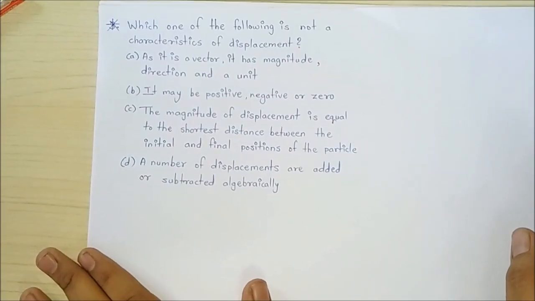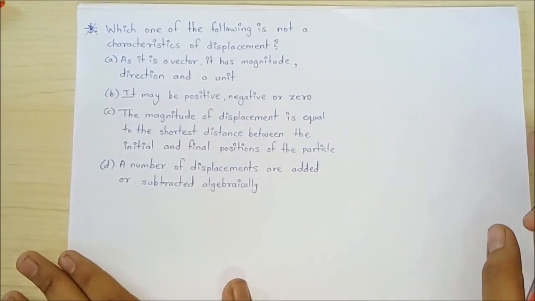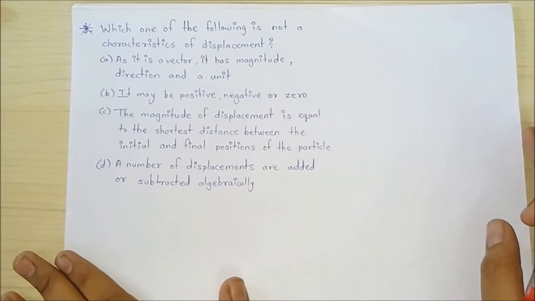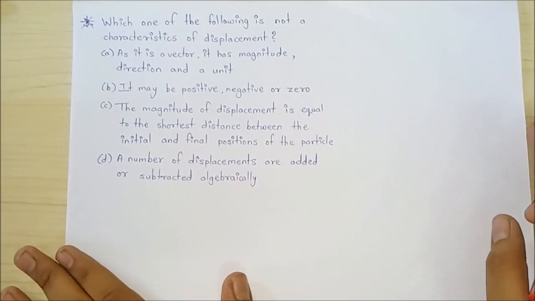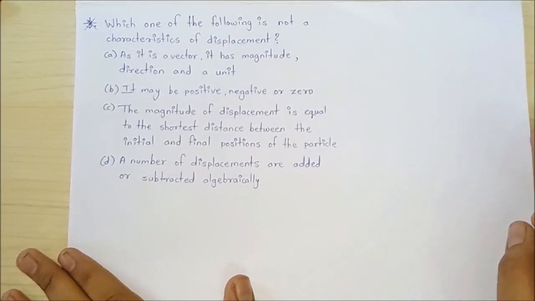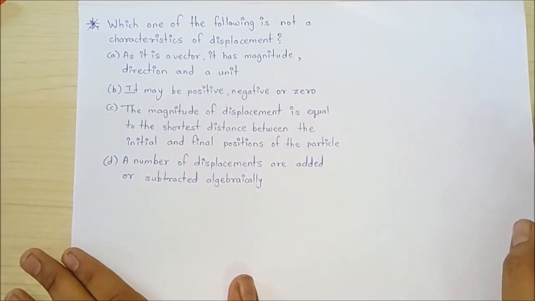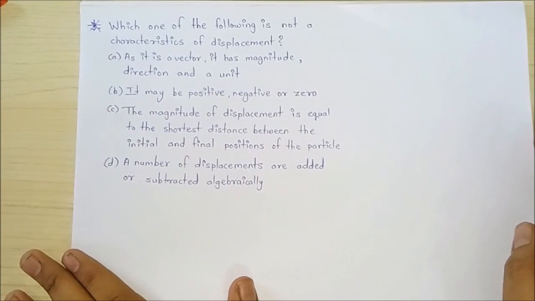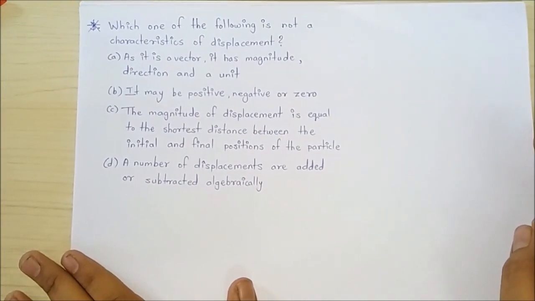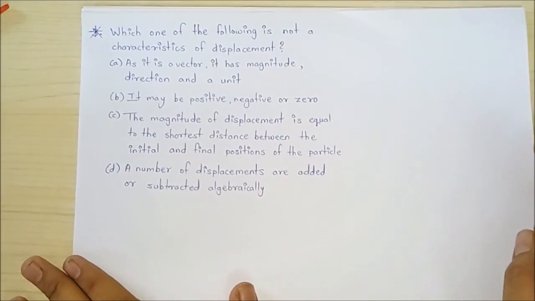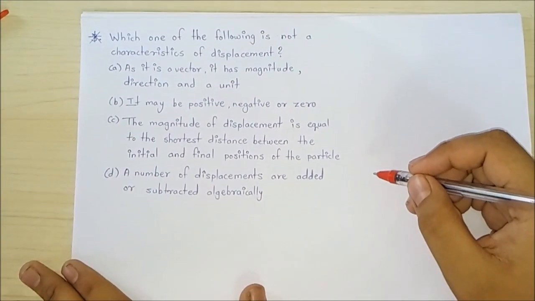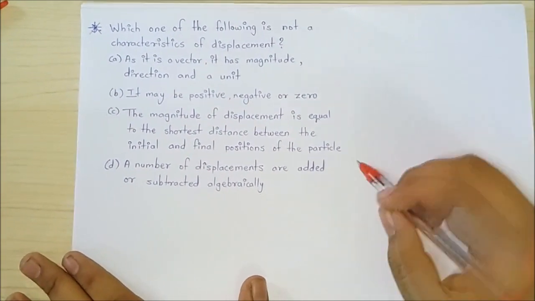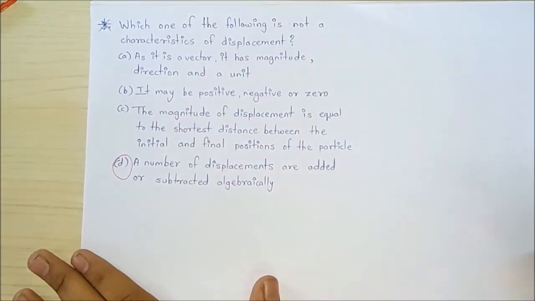Which one of the following is not a characteristic of displacement? Option A, as it is a vector, it has magnitude, direction and a unit. Option B, it may be positive, negative or zero. Option C, the magnitude of displacement is equal to the shortest distance between the initial and final position of the particle. Option D, a number of displacements are added or subtracted algebraically. Now, A, B, C are correct. Vectors are added geometrically but not algebraically. So option D is the correct answer.